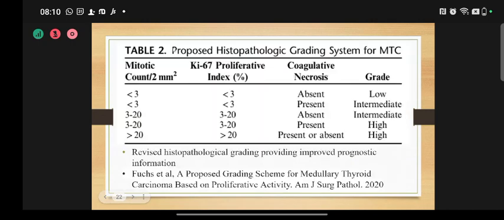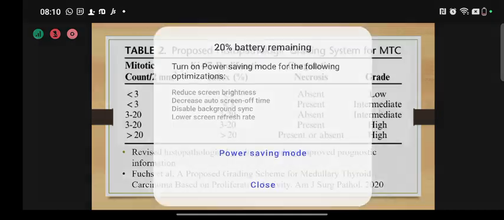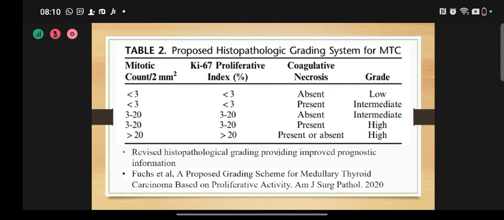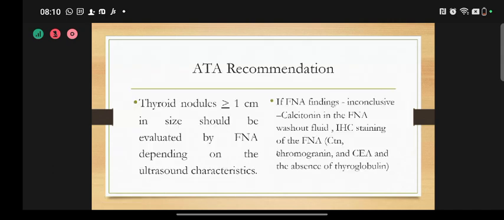So this is a proposed histopathologic grading system for medullary thyroid cancer, published by Fuchs et al. This is based on mitotic index, mitotic count, Ki67 proliferative index, and coagulative necrosis, graded into low, intermediate, and high grade. And this has shown to provide improved prognostic information.